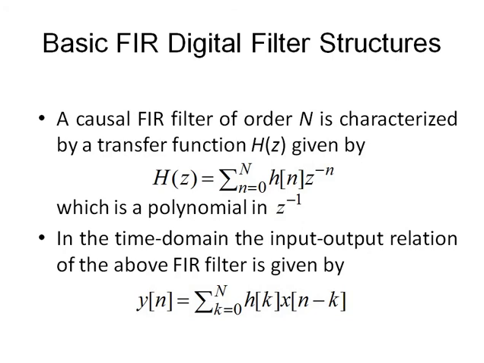A causal FIR filter of order N is characterized by a transfer function H(z), which is given by H(z) = summation of n equal to 0 to N of h[n] z^-n. Here h[n] is called the impulse response, and z^-1 is the delay. In the time domain, the input-output relation of the above FIR filter is given by y[n] = summation of k equal to 0 to N of h[k] x[n-k].